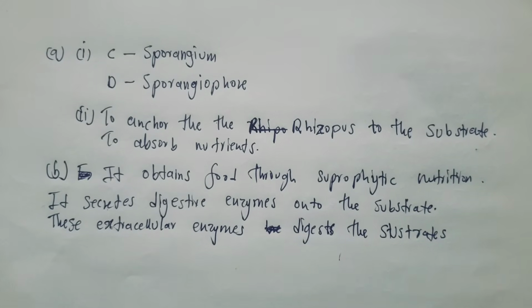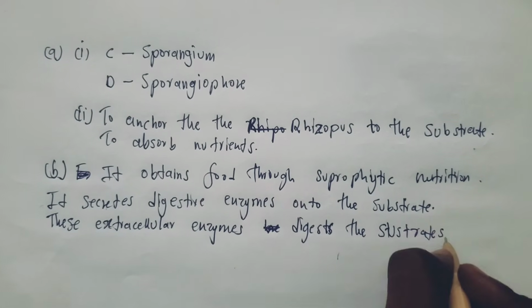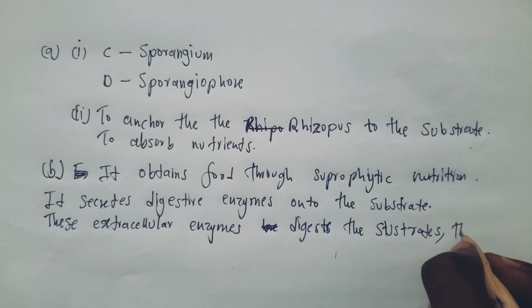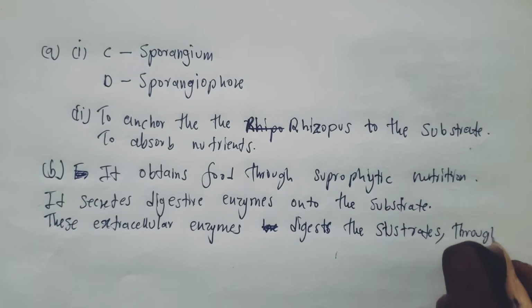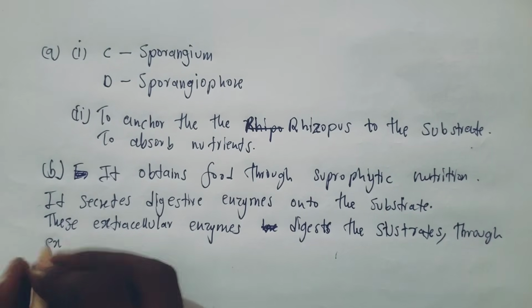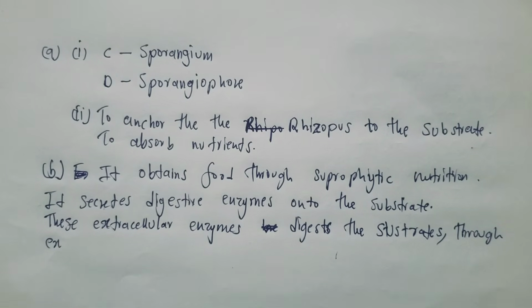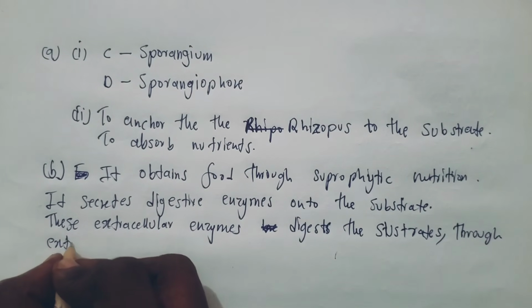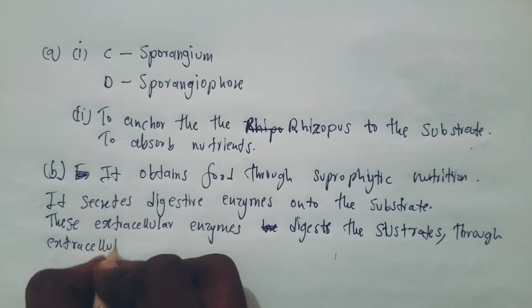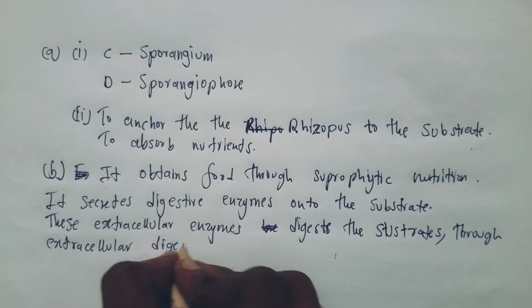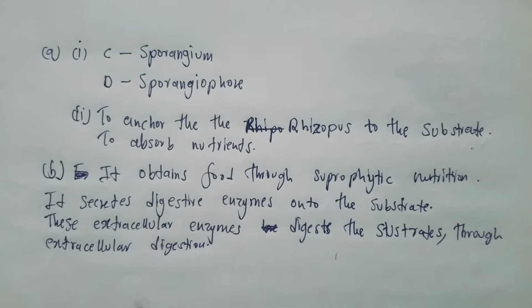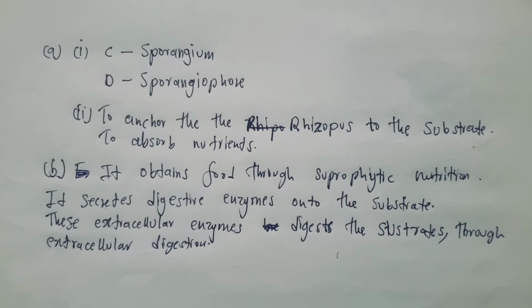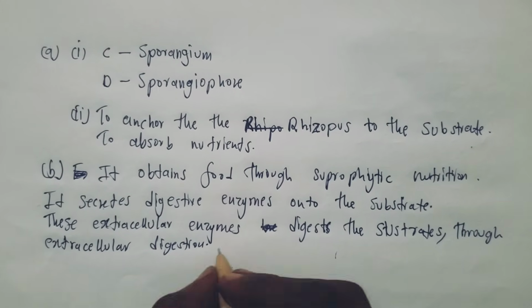So after digesting the substrate, this is what you now say: through external, which is extracellular digestion. Extracellular digestion. Then what happens now? Because digestion is over, this thing will absorb the end products of digestion.